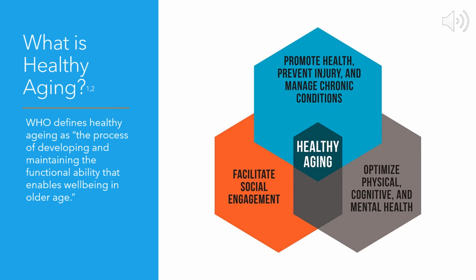The World Health Organization defines healthy aging as the process of developing and maintaining the functional ability that enables well-being in older age. The pillars of healthy aging include promotion of physical, mental, and cognitive health, management of chronic conditions, prevention of injury, and facilitating social engagement.